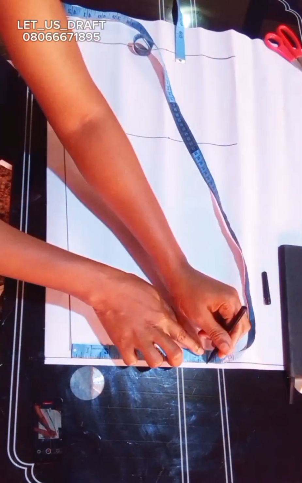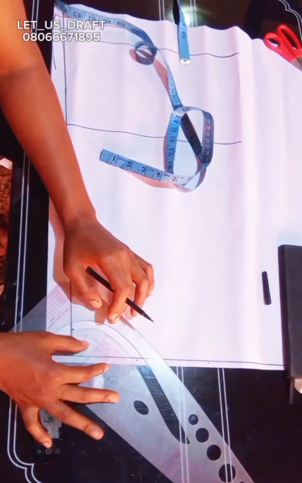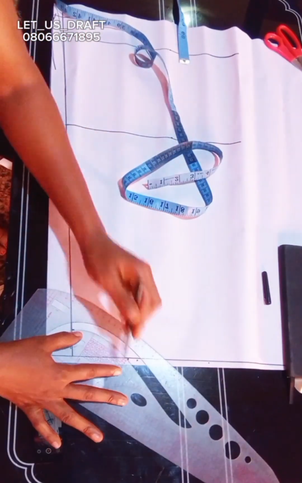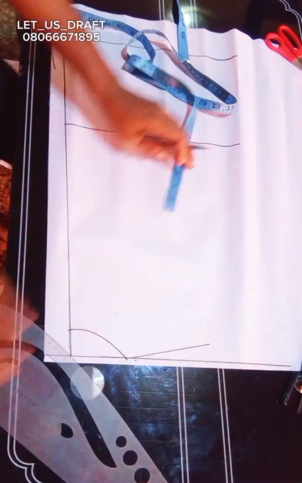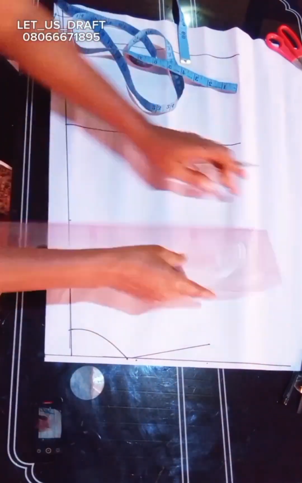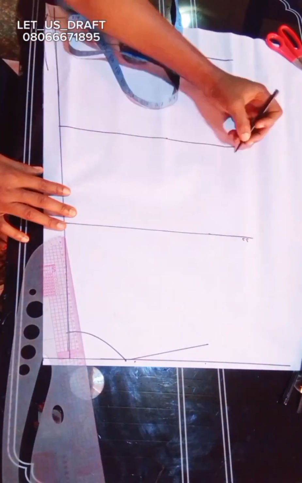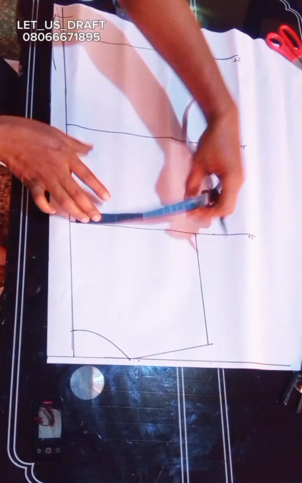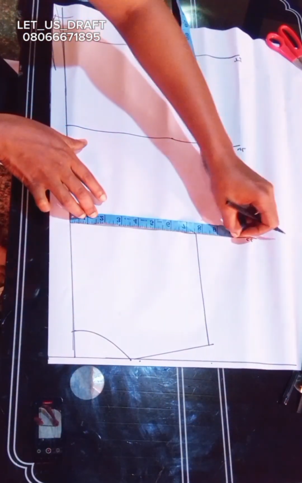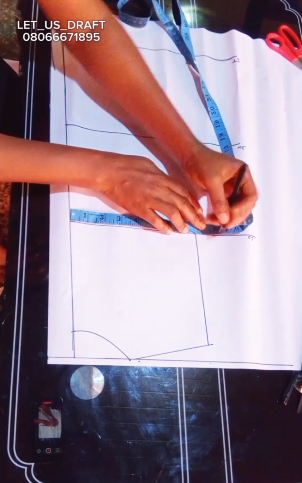Okay, just wait. I'm just marking my back half length and the top length. Neck of 3 inches and depth 0.5. Then shoulder slope of 1 inch, just like we did at the front. And this is me marking the chest line. At the chest line I marked half of the shoulder, and of course quarter of the bust.